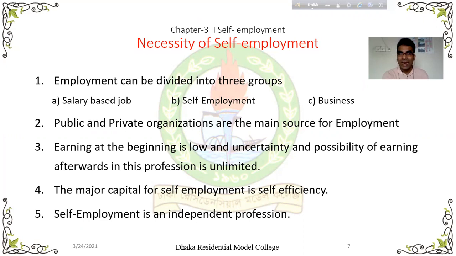খেয়াল করো, স্যালারি বেসড জব অর্থাৎ মজুরি ভিত্তিক বা বেতন ভিত্তিক চাকরি। দেন সেলফ এমপ্লয়মেন্ট, আত্মকর্মসংস্থান। কর্মসংস্থান আর আত্মকর্মসংস্থান এক জিনিস নয়। সেলফ এমপ্লয়মেন্ট মানে আত্মকর্মসংস্থান, আর এমপ্লয়মেন্ট অনলি কর্মসংস্থান, অ্যান্ড বিজনেস ব্যবসায়। ওকে, আন্ডারস্ট্যান্ড?